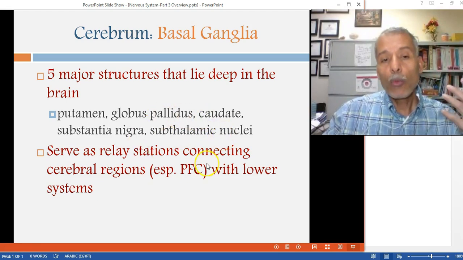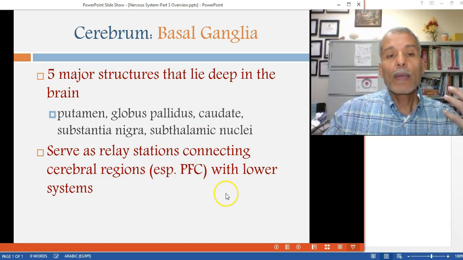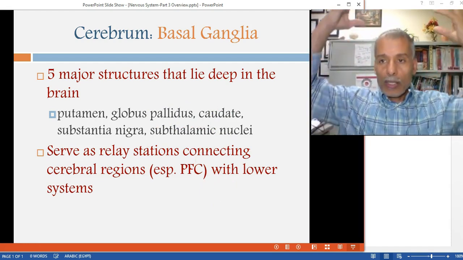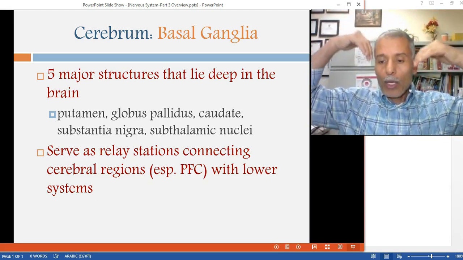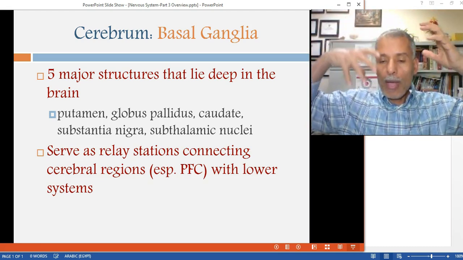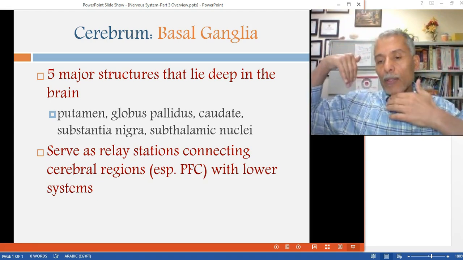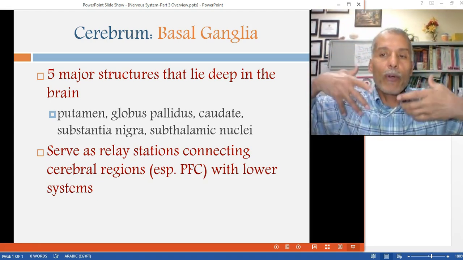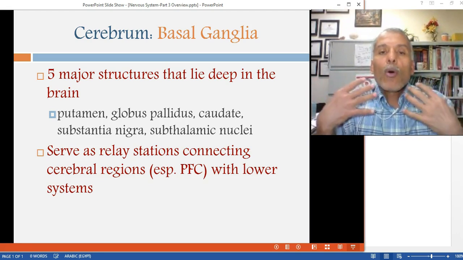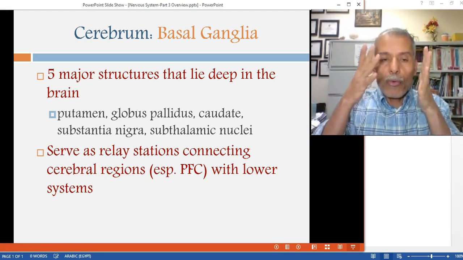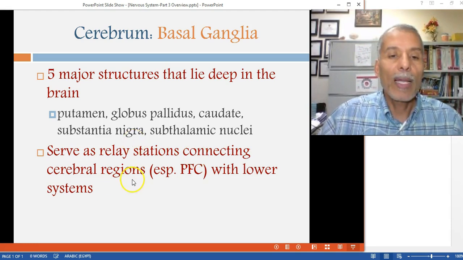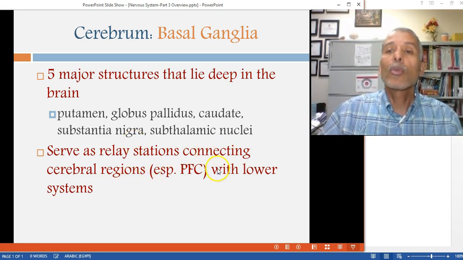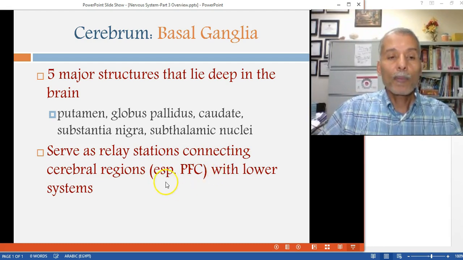Collectively, what they do is they serve as relay stations for information that's coming from above and going down. It goes through them and they process it and then transmit it to the next lower areas, or bringing in information as it comes from lower areas and it goes through these basal ganglia to be processed before the information goes then to the cortex.